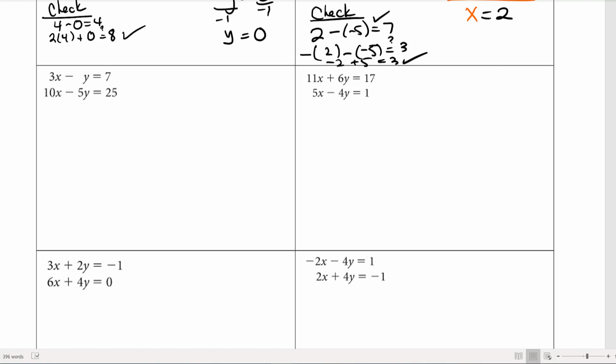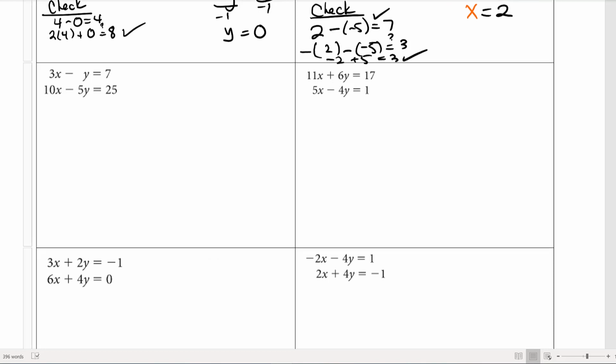Either you can eliminate the variable x or the variable y. In this case, I think the y's might be easier to eliminate because between 1 and 5, the least common multiple between 1 and 5 is 5, whereas the least common multiple between 10 and 3 is 30, so my numbers would have to be a whole lot bigger. So I choose to get the y's to eliminate. That was step 2. Choose which one to eliminate.